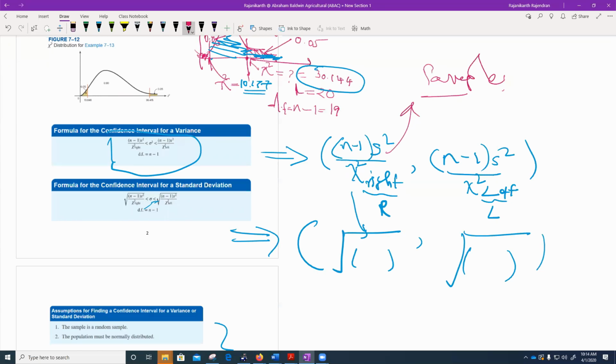Because your chi-squared value depends on the degrees of freedom. Degrees of freedom come from where? They come from your sample size. Therefore, the chi-squared values always depend on your sample size.